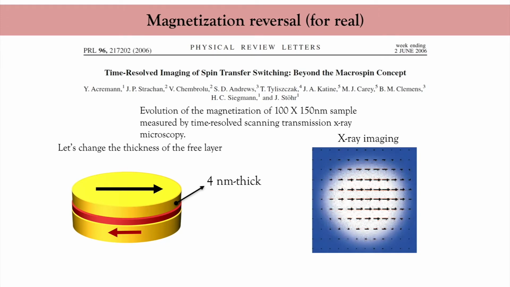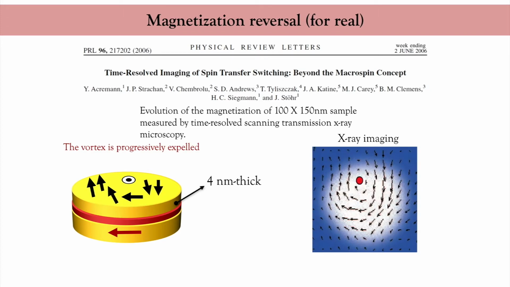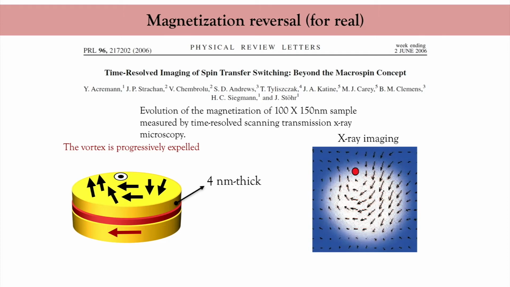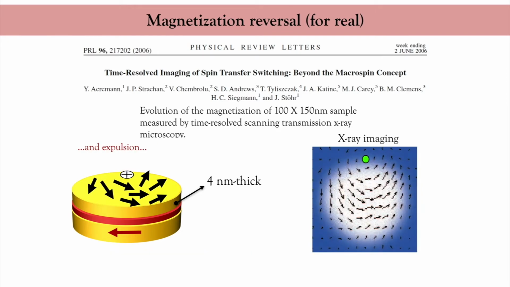I start with the magnetization pointing toward the right and commence the reversal process. Here I directly identify a vortex core pointing out of the plane. The vortex core is progressively expelled, and now we switch back again, and a vortex core of opposite polarity appears, pointing downwards. This one migrates across the sample and gets expelled.